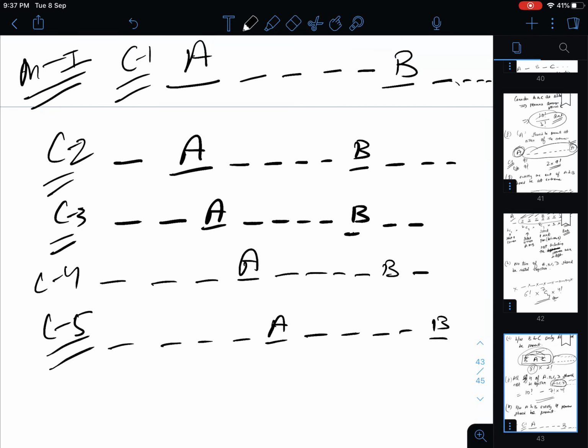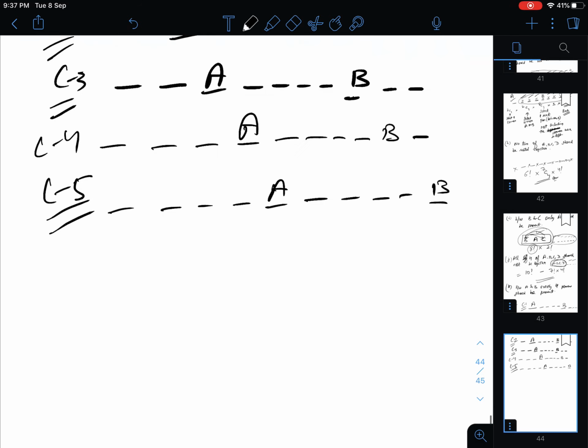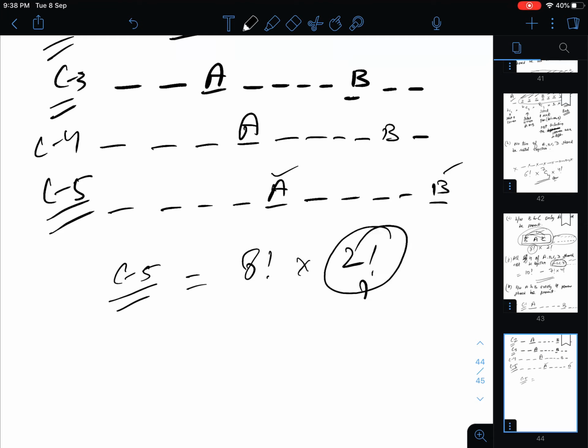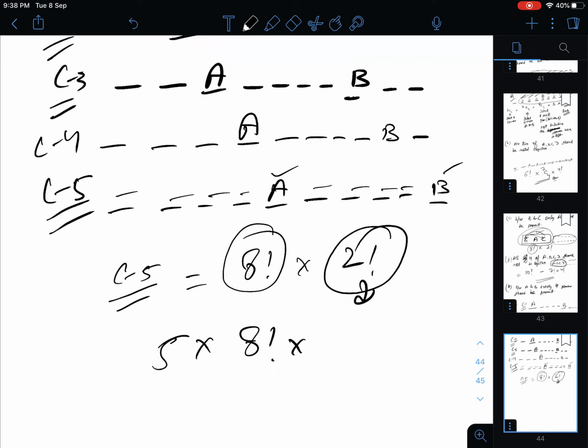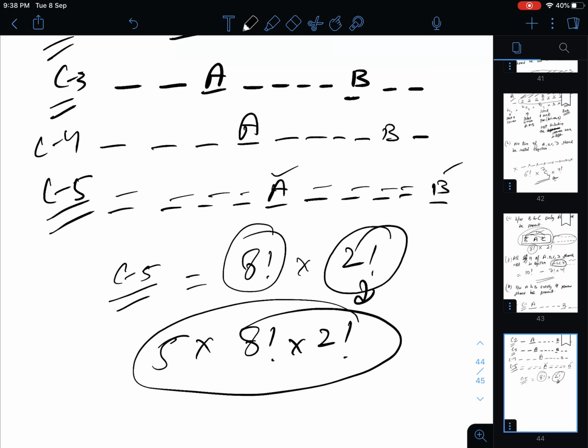Okay, now in each case, let's say in case 5, the number of ways is, you have fixed the position of A and B. So you have 8 factorial into 2 factorial. 2 factorial denotes intra permutation among A and B, and 8 factorial denotes the permutation of these 8 places. And there are 5 cases, so answer is 5 into 8 factorial into 2 factorial.